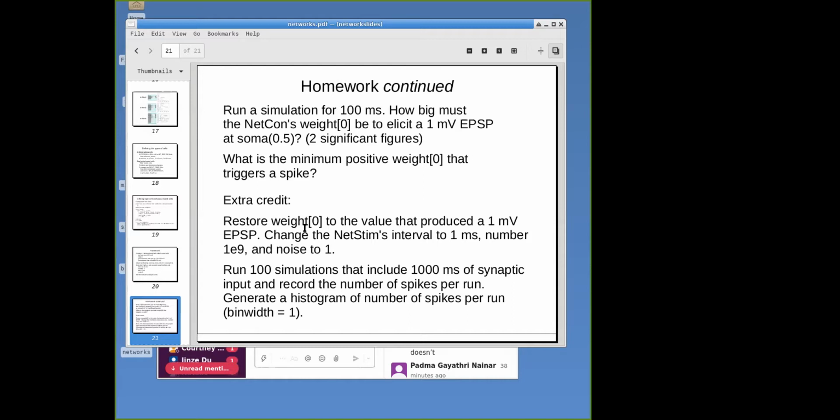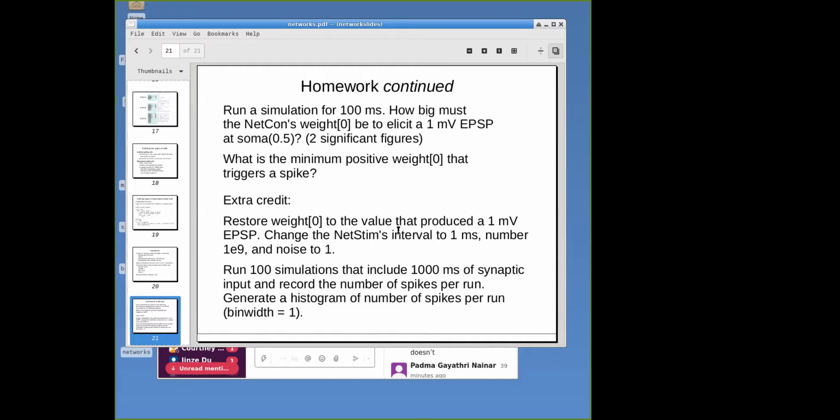Then I want you to reduce the weight to a value that produces a 1 millivolt EPSP in the Hodgkin-Huxley model cell. That's not going to be the value you used with the passive model. And I want you to change the NetStim's interval to 1 millisecond, the number of events to 1e9, and the NetStim's noise to 1. What this means is that the NetStim is going to be generating events that follow a negative exponential distribution. That is, the interspike interval is going to follow a negative exponential distribution, and the mean interspike interval is going to be 1 millisecond.